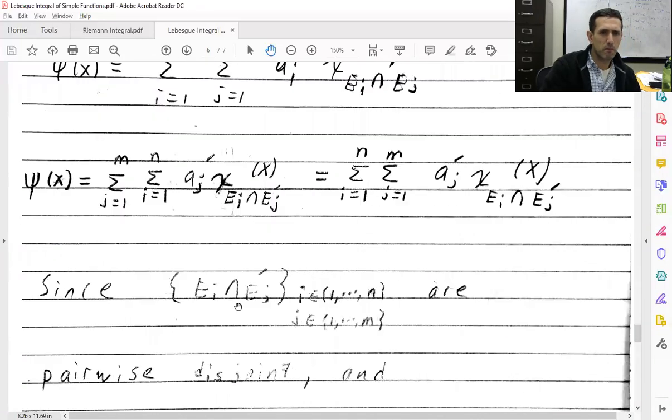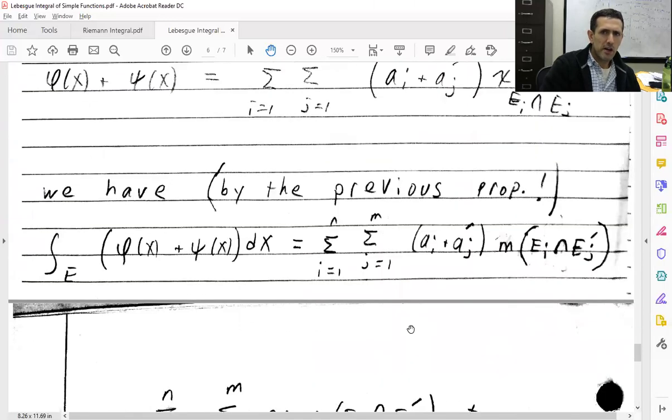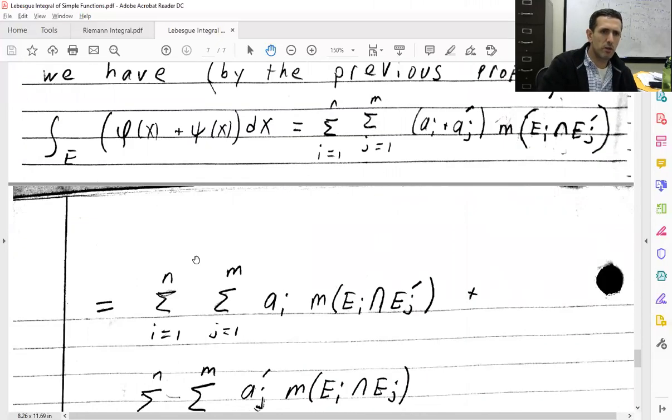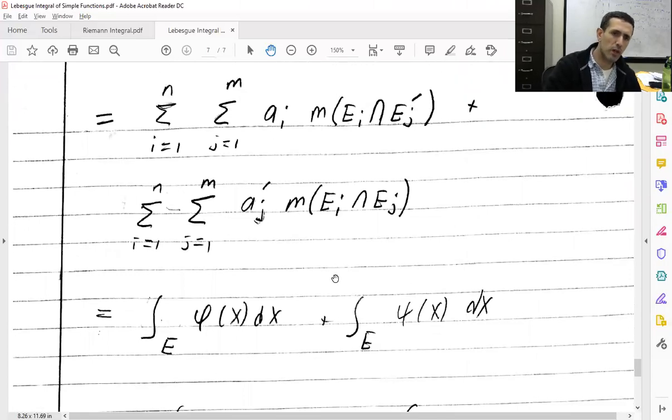I can integrate phi of x, I can integrate psi of x, and the integral is going to be, respectively, this is the integral of phi of x, this is the integral of psi of x. And that's exactly what we wanted to prove, that the integral of the sum is the sum of the integrals.